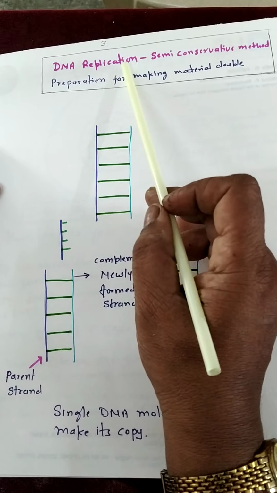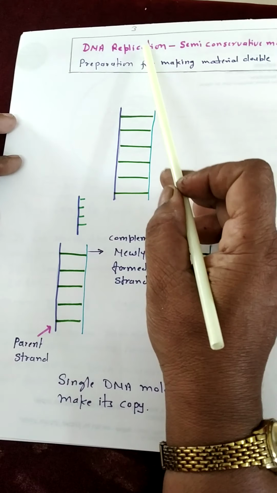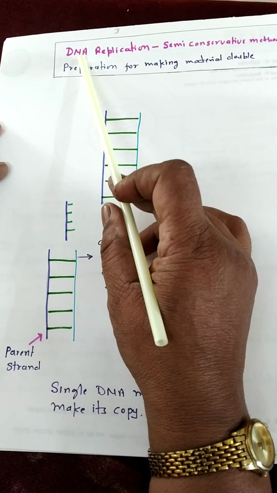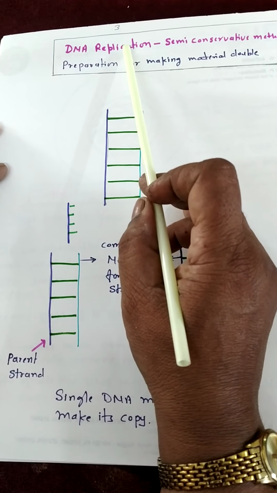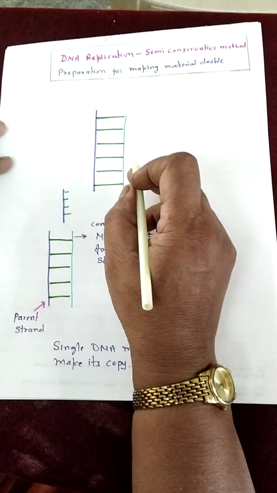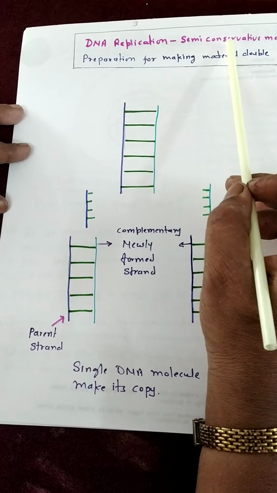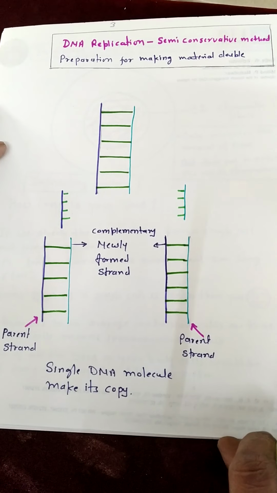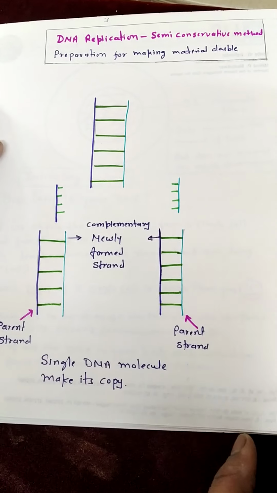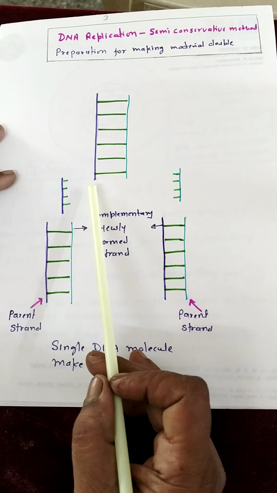What is the meaning of replication? Replication means making duplicate copies of the DNA. Each DNA molecule gets replicated, which means it makes its duplicate copy. The method of replication is called the semi-conservative method. So what happens while doubling the DNA material for cell division? What will the DNA do?